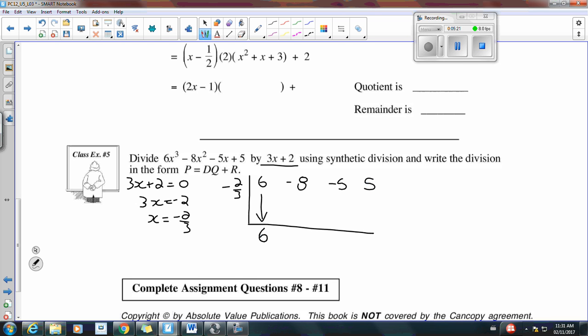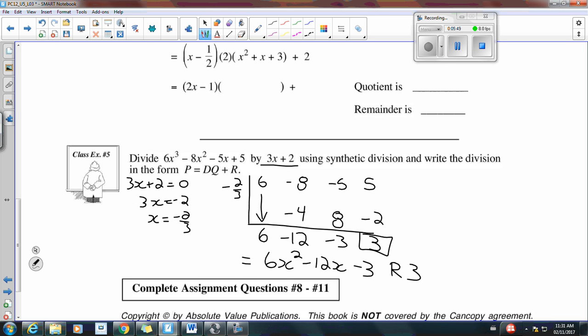And then I step through the process. So I bring down the 6. Negative 2/3 times 6 is negative 4. Adding gives us negative 12. Negative 2/3 times negative 12 is 8. Adding gives us negative 3. Negative 2/3 times 3 is negative 2. Adding gives us a remainder of 3. So this is equal to 6x squared minus 12x minus 3, remainder 3.